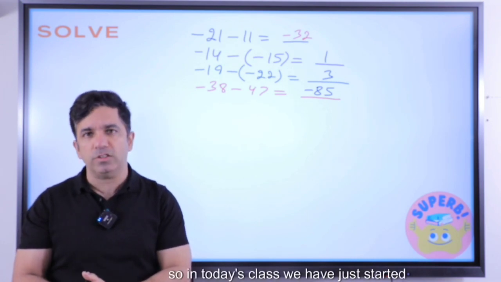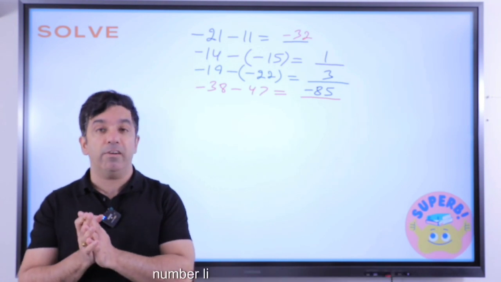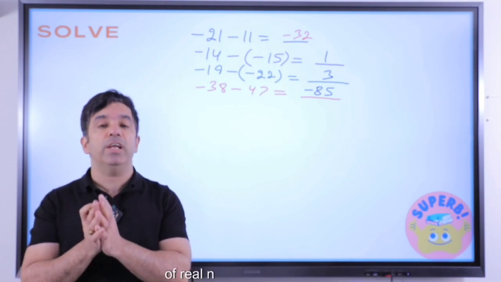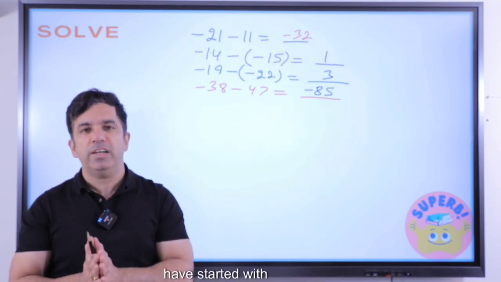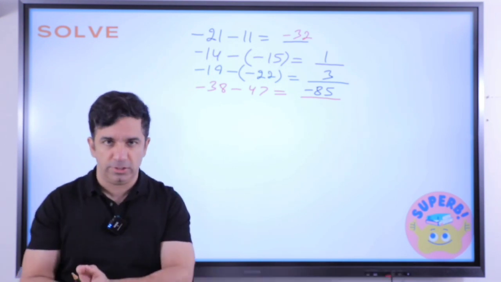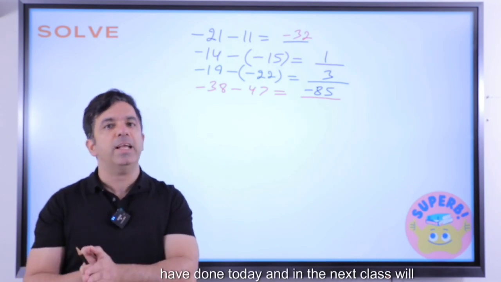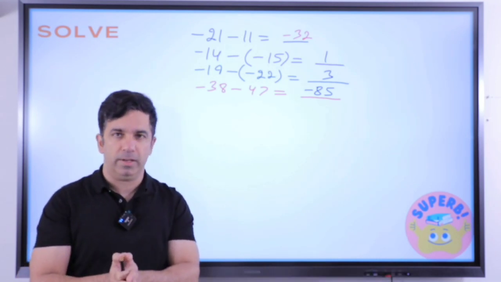In today's class, we have just started with the process. We have understood what a number line represents, and what the set of real numbers is, and all that stuff. And we have started with the very basic part, that is addition and subtraction of integers. So just revise everything we have done today, and in the next class we'll take this forward from here.